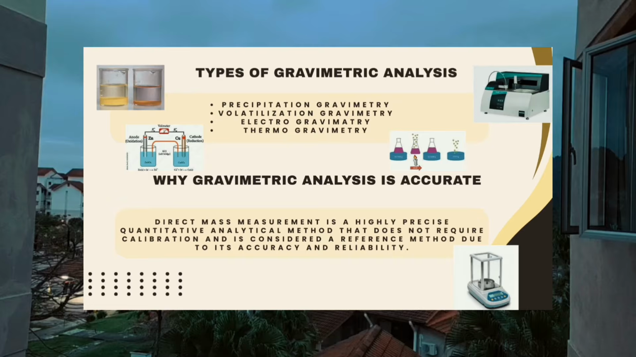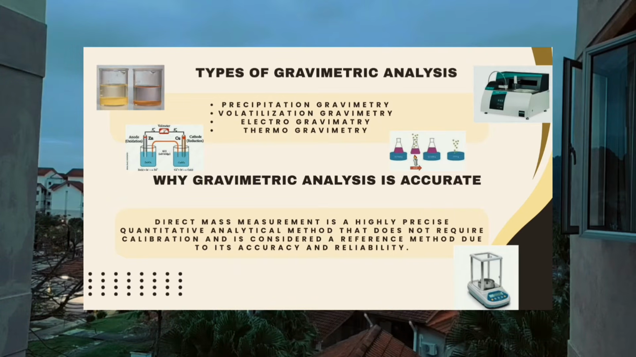Lastly, thermogravimetry is a gravimetric technique that measures the change in mass of a substance as a function of temperature or time under controlled heating conditions. It is commonly used to study thermal decomposition, composition, and stability of material.